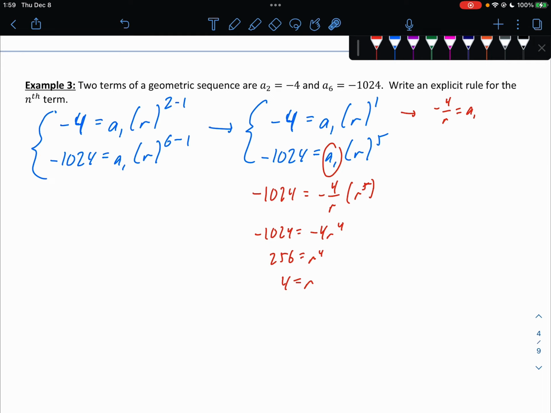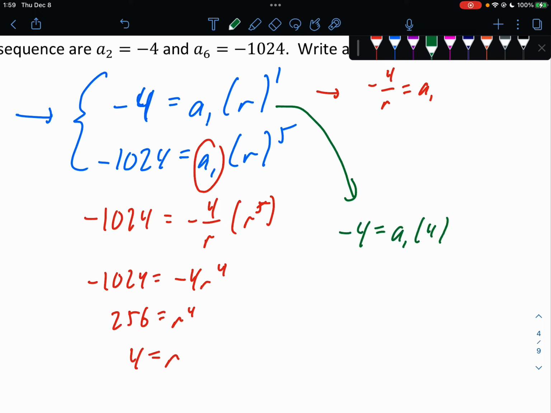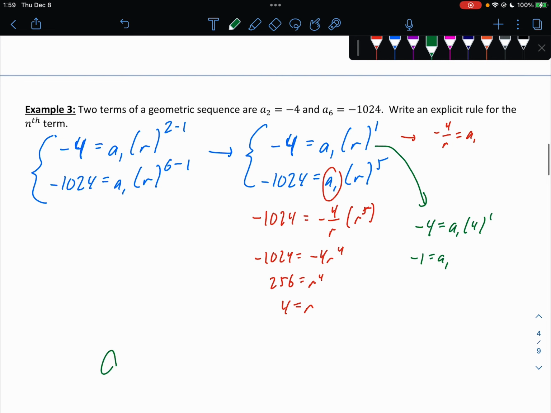Now we can find our first term by putting 4 in for R. Divide by 4. We get a1 equals -1. So my nth term formula is -1 times 4 to the n minus 1.